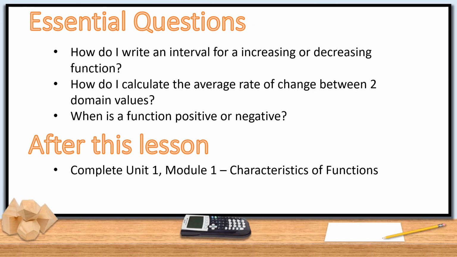All right, so your questions for today. How do I write an interval for increasing or decreasing? Well, you just say, when is the slope positive? What's the values of x, so the domain? That's the key part. You're always talking about the domain x. So between what x values is the slope positive? Between what x values is it negative? Average rate of change, you're calculating the linear slope between the two endpoints of the domain.